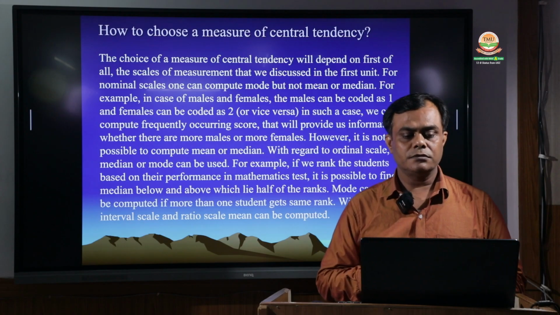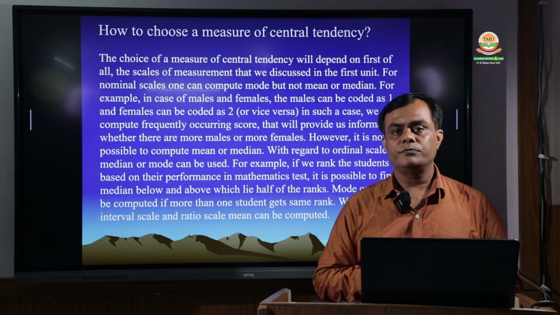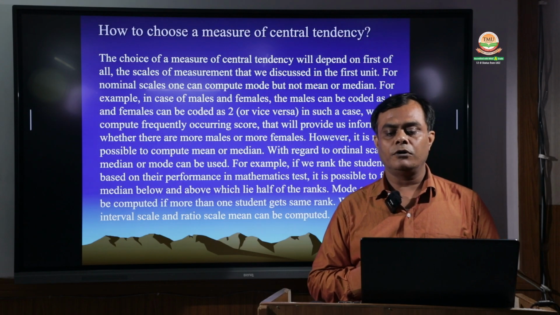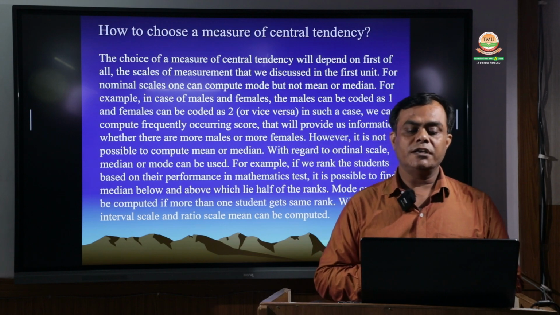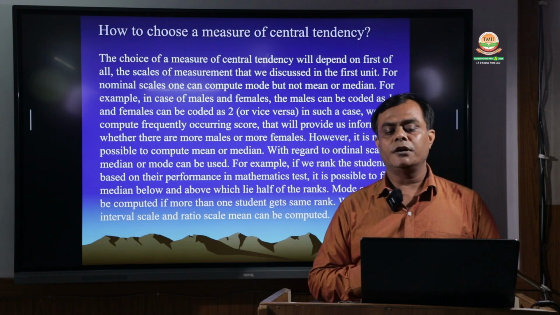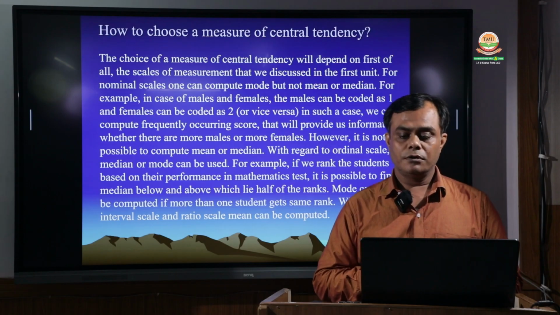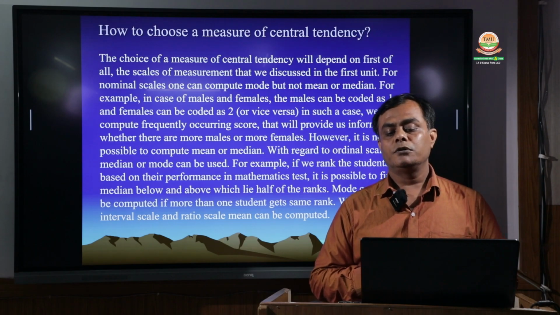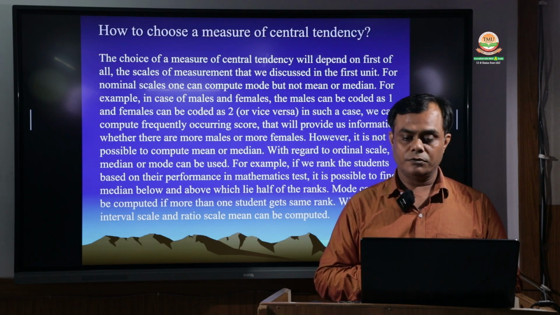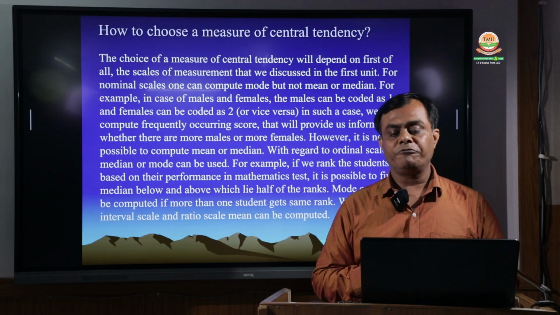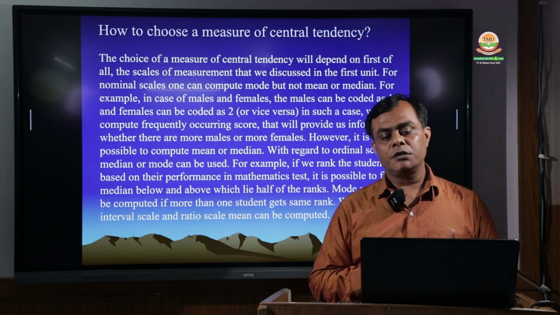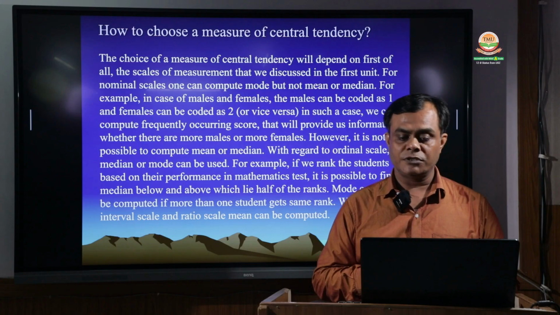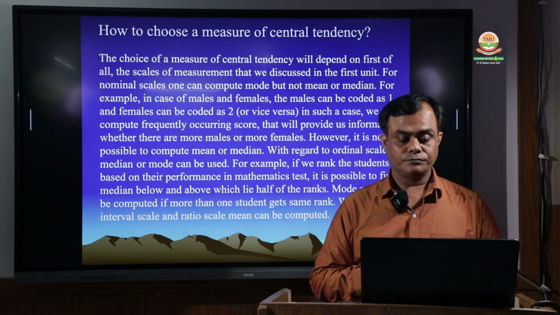So the next slide is how to choose a measure of central tendency. The choice of measure of central tendency will depend, first of all, on the scale of measurement that we are discussing. For a nominal scale, one can compute the mode but not the mean or the median. So on a different scale, we use a different measure of central tendency. It all depends upon which scale we are going to measure.